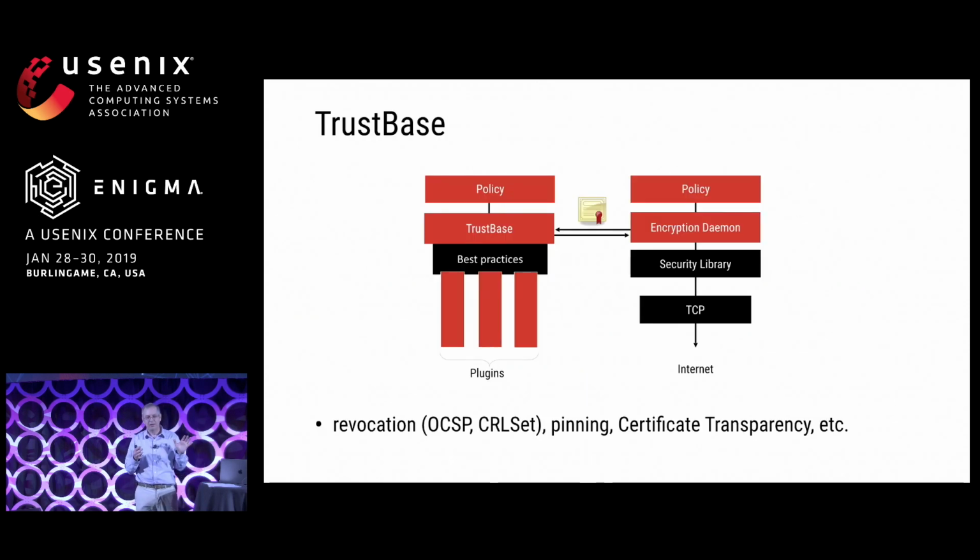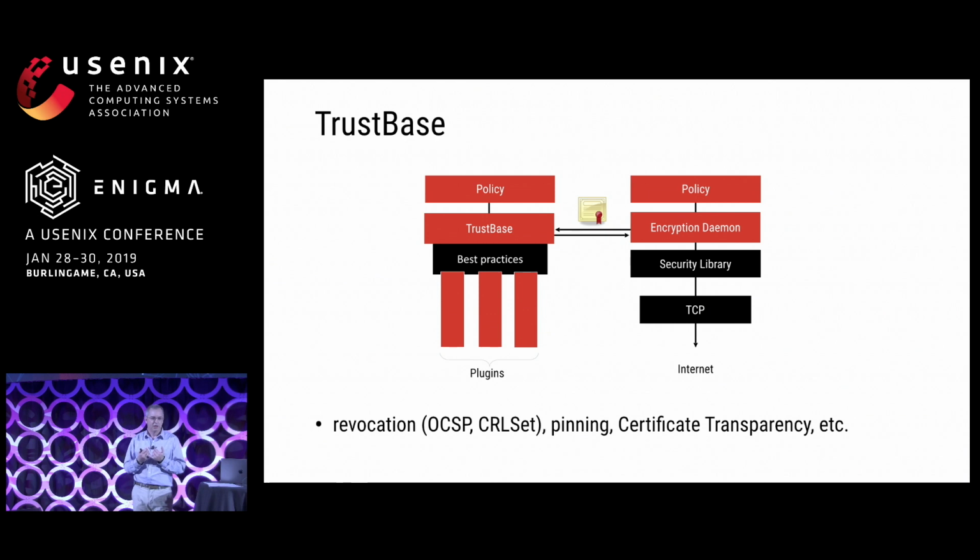Well, we have another system that we call TrustBase that implements best practices for certificate validation. And so the secure socket API on the right with the encryption daemon simply has to call TrustBase whenever it has a certificate to validate, and we're removing that responsibility from the developer. We've also given system administrators some additional tools, which we call plugins, that they can use to provide stronger authentication of those certificates, if they desire.